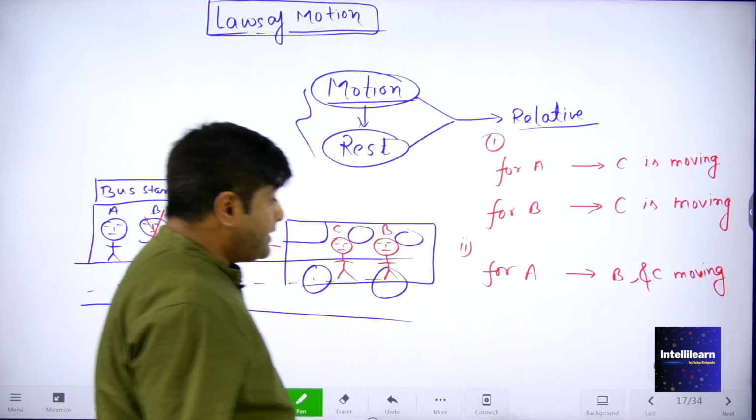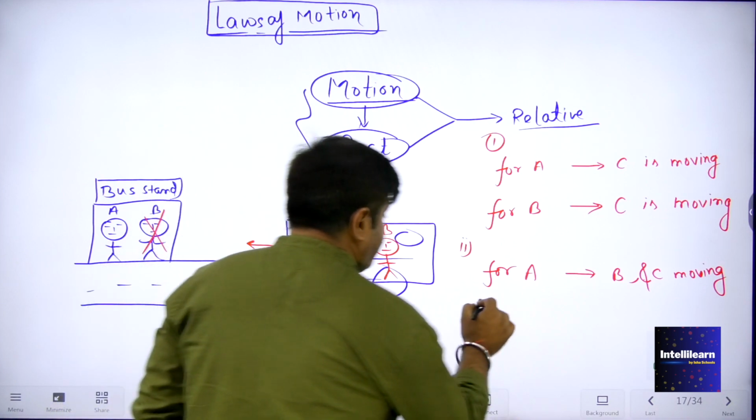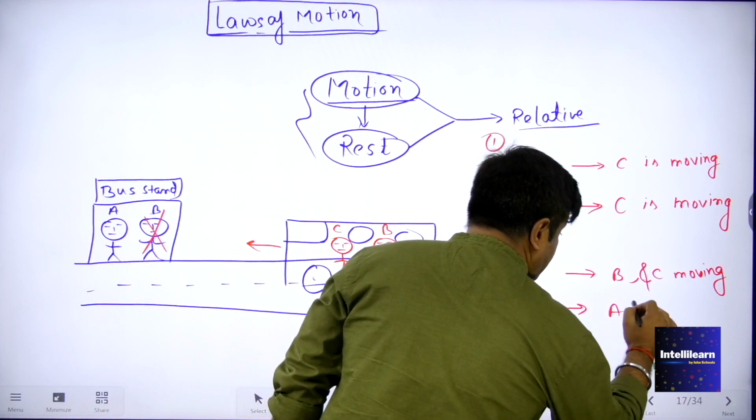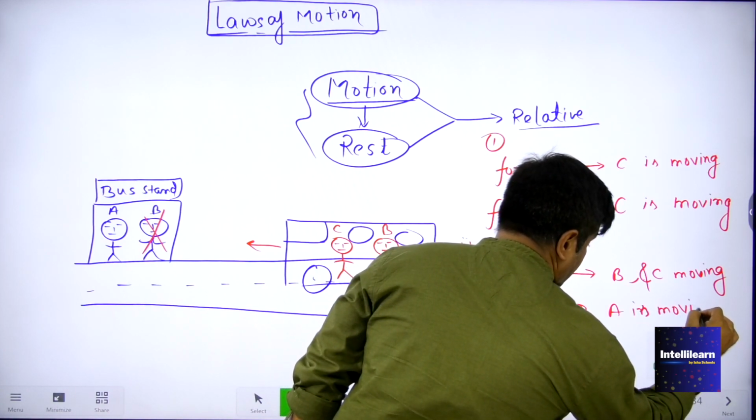Now it's turn for B. Now B will look at A. So for B, A is moving. How? For B, how is A moving?